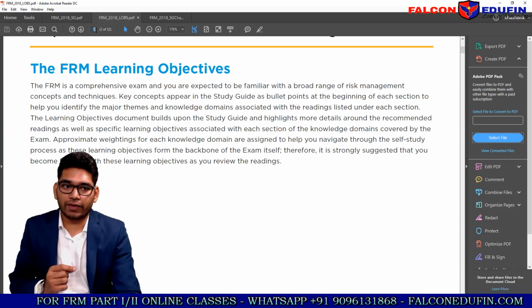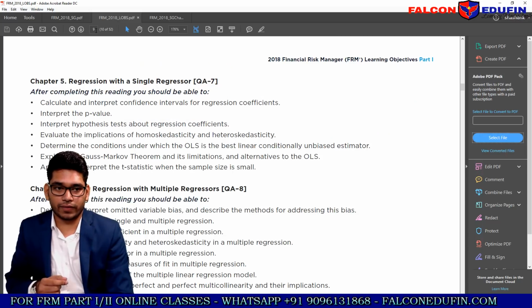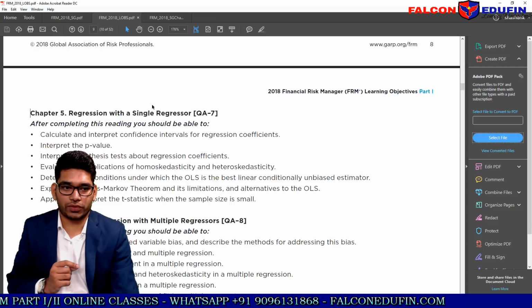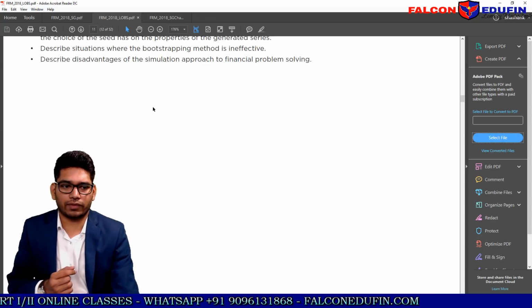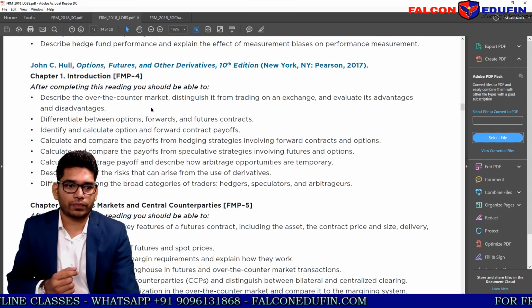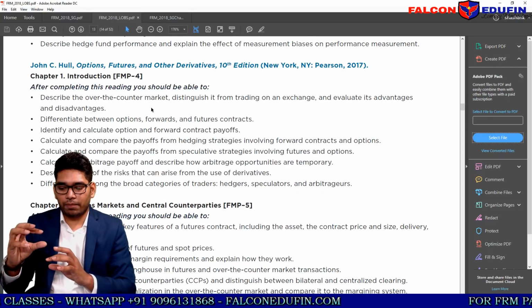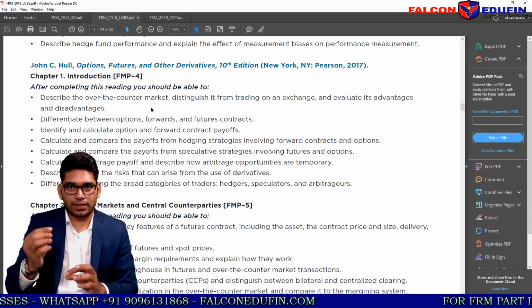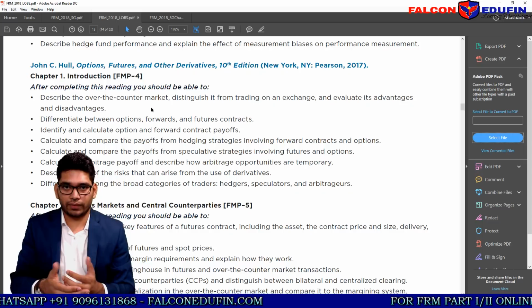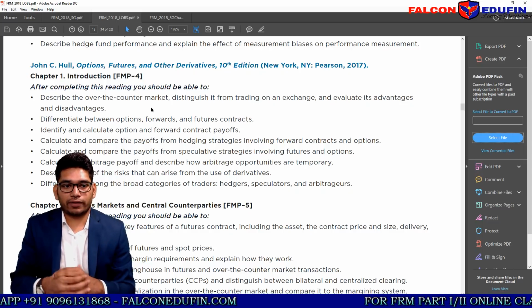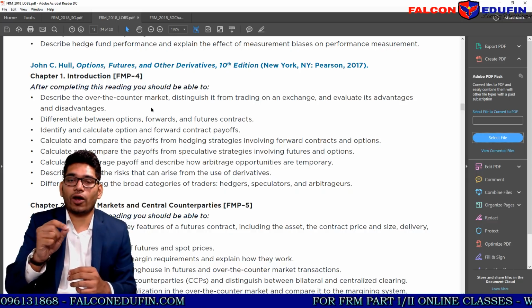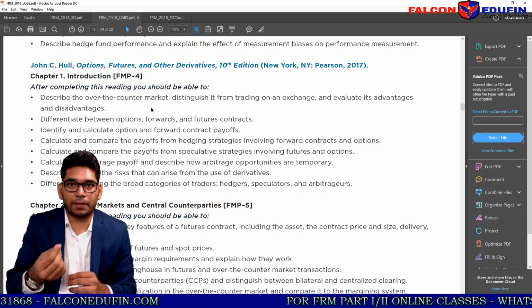Learning objectives are very, very important, and generally students ignore them. Now what is the importance of the learning objectives? Let's take the same subject. In the study guide, GARP gave us the author's name and the topic name, saying that this is the topic you need to study. In the learning objectives, GARP is specifically telling you the objective of studying that particular topic.